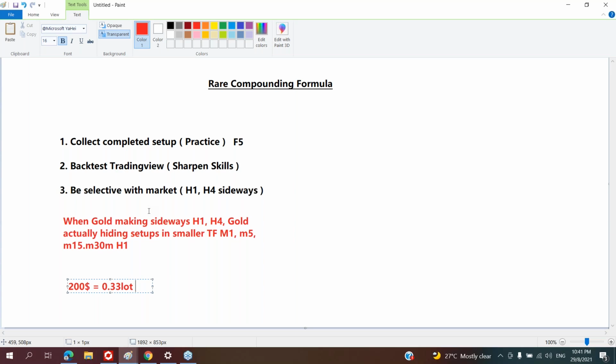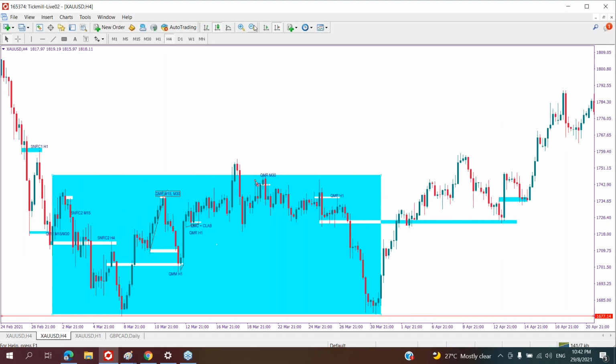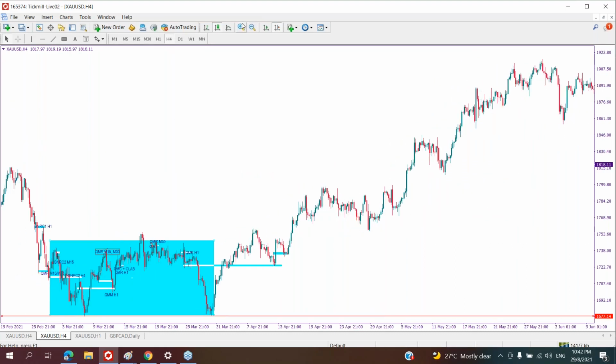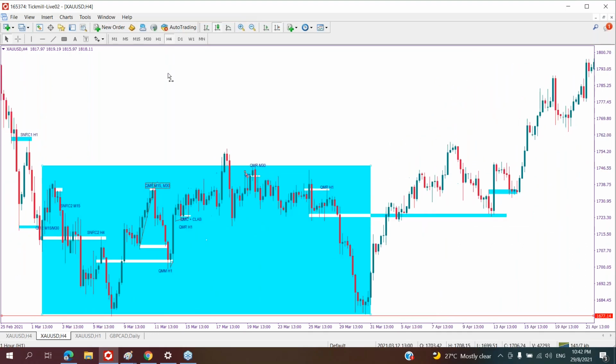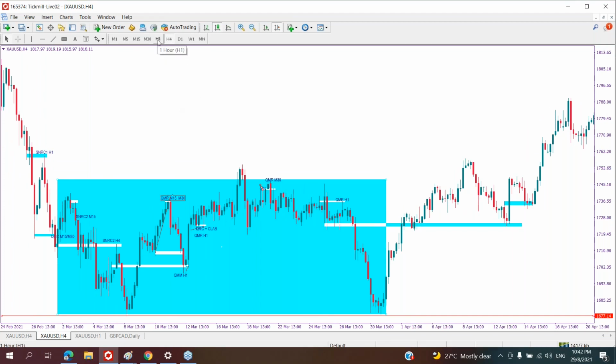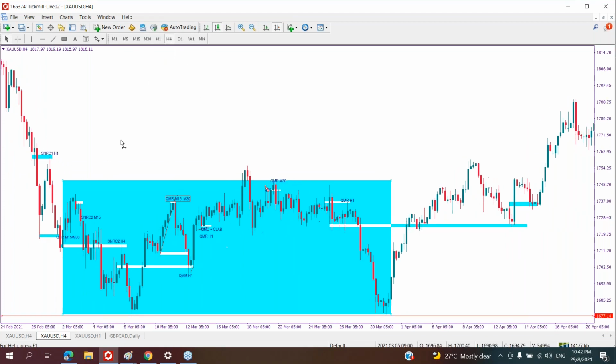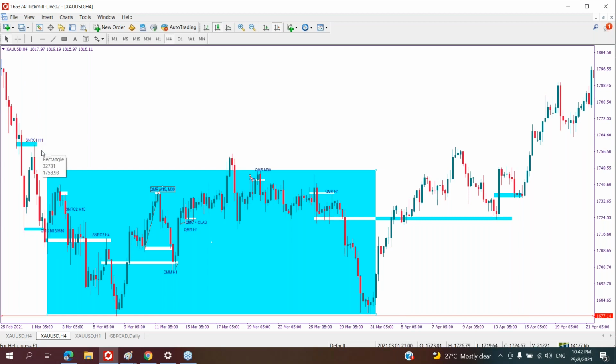You just choose the fantastic 5 setups, and you backtest, and you have to be selective with the market. H4 sideways is my enemy, this is my real suggestion. Actually, there are a lot of setups, but these I just keep marked because I don't want it to be messy. See, they keep repeating the same: SNRC1, SNRC2, QMR, QMC, QMM.